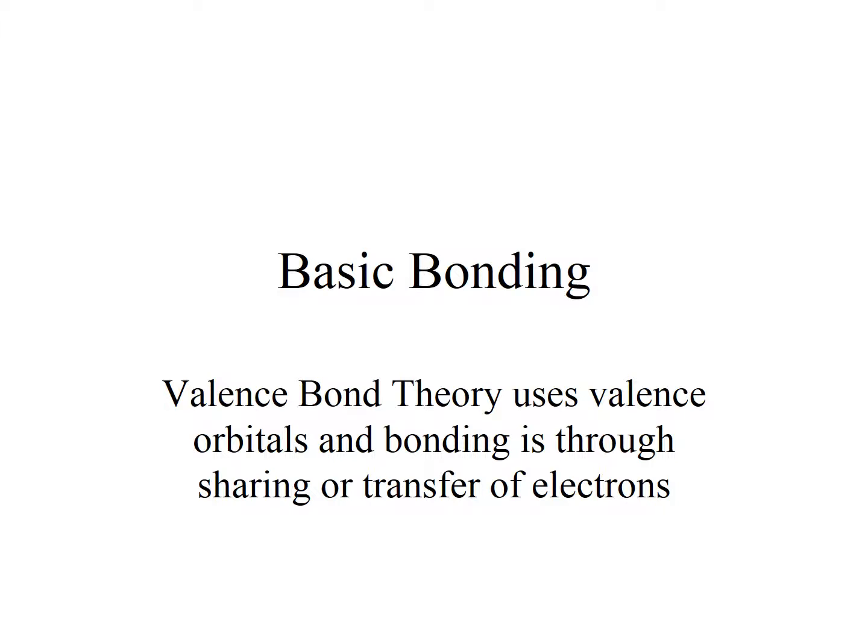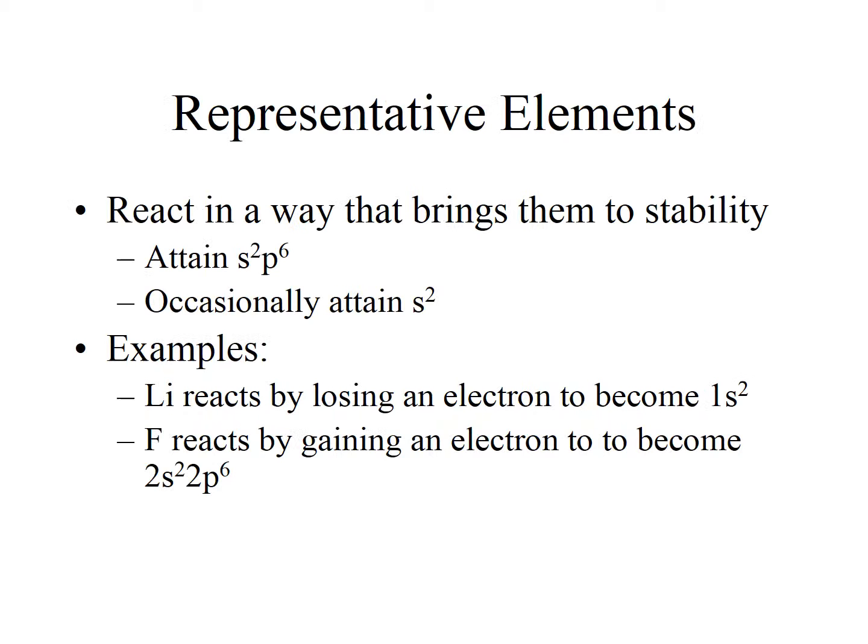The first thing that you need to know is about valence bond theory. This is the simplest of all the bond theories, and all it says is that valence orbitals overlap and share electrons, or they give up their electrons and take electrons to form charged species, which then are attracted to each other. So there are two different types of bonds that we're going to see in here. The compounds that we're going to look at are all going to be made of representative elements with an occasional transition element in there.